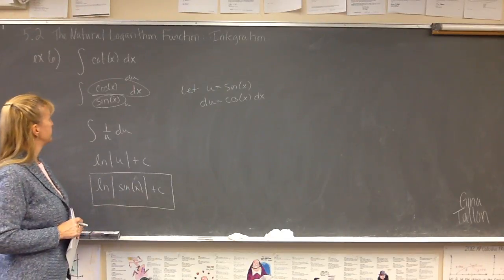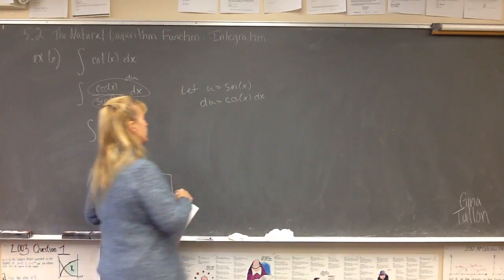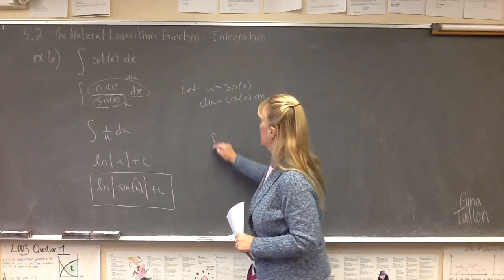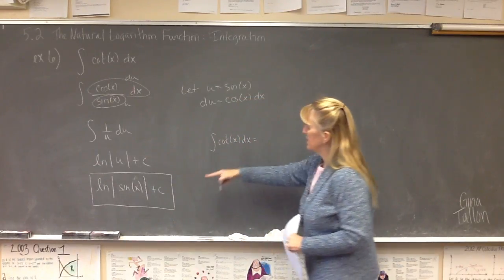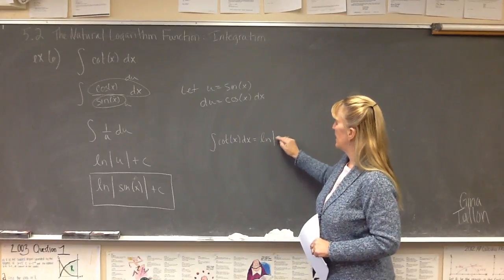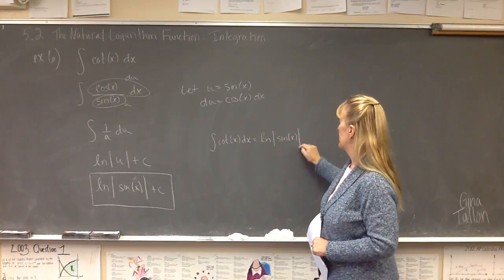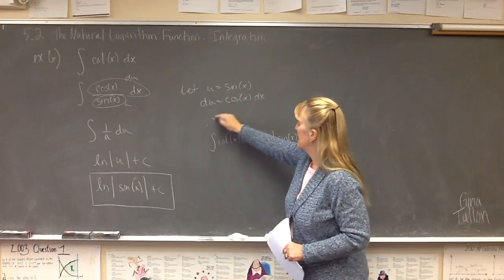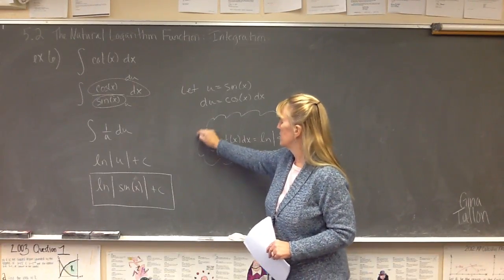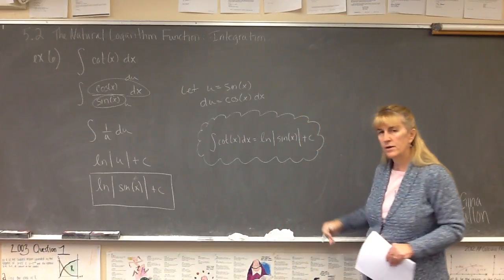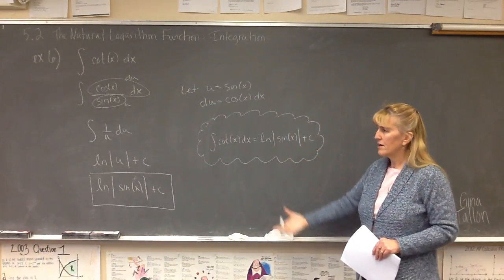And this is good. So we can write another rule like we did last time, and we can say that the integral of cotangent of x with respect to x is equal to the natural log of the absolute value of sine of x plus c. And again, this is going to be one of those formulas that's written on the cover of your book. So you either memorize it or you know how to derive it.